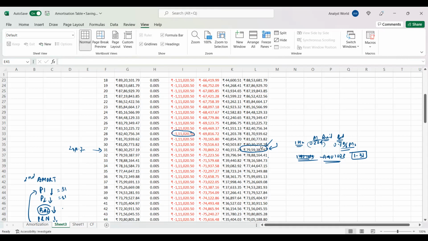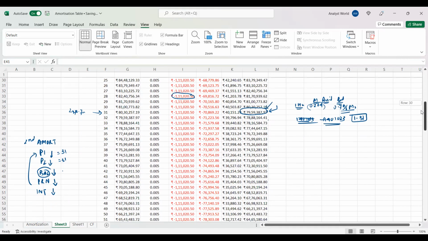And you're coming to PRN. And in this PRN, again, I want you to press the CPT button. 70,869.21. This is the principal that you're paying in the 31st period. Again, press the down key. 40,151.28. This is the interest that you have paid. All right.